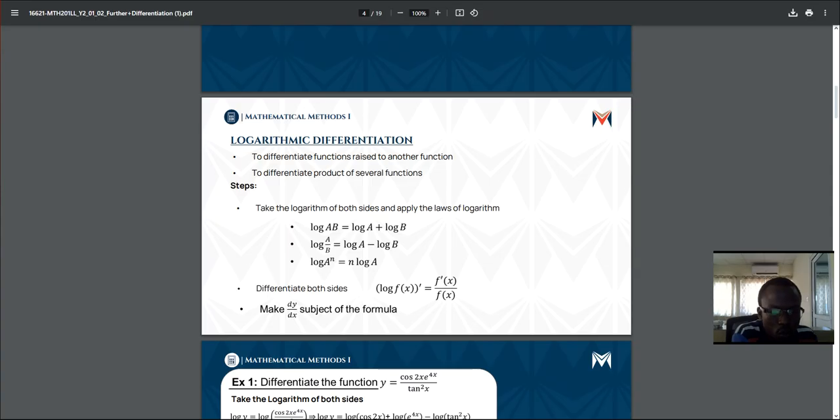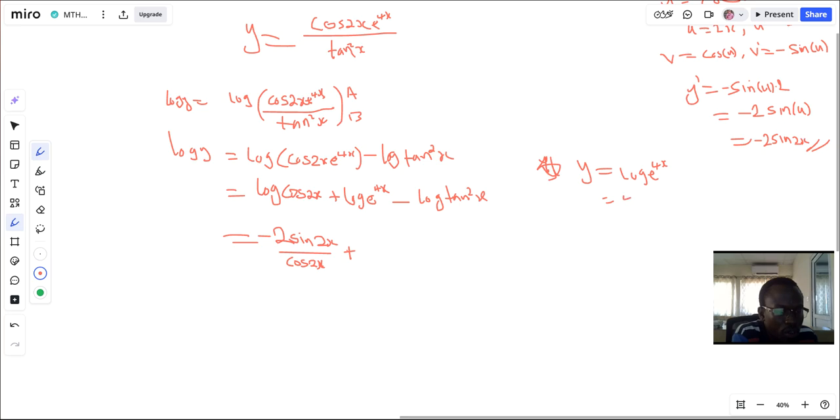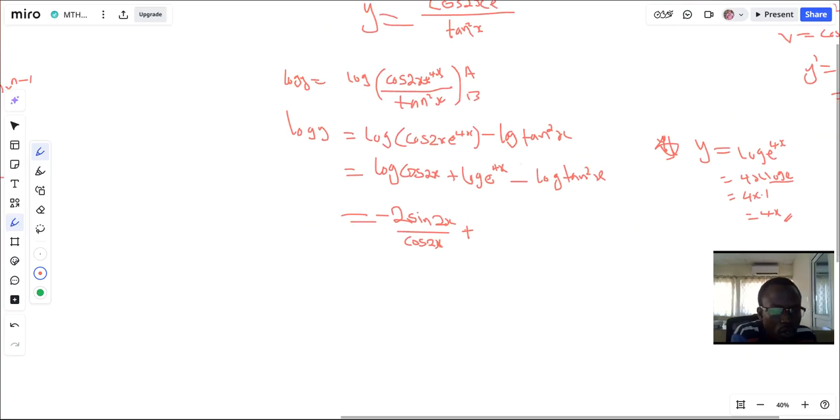If we look at this rule, it says if you have log a power n is equal to n log a, therefore this is equal to 4x log e. And log e is equal to 1, so this means log e power 4x is equal to 4x times 1, which is equal to 4x. So log e power 4x is equal to 4x. I hope we are together.